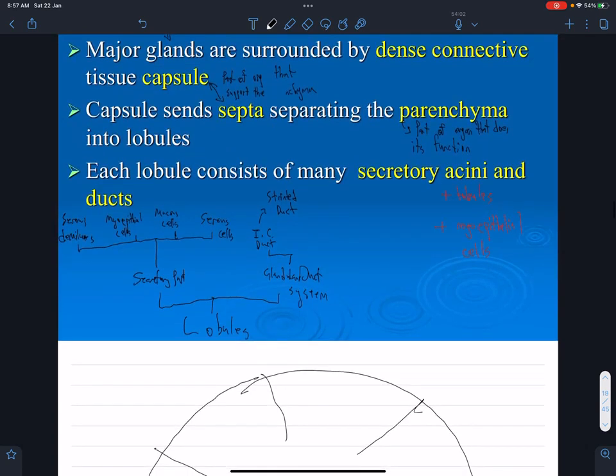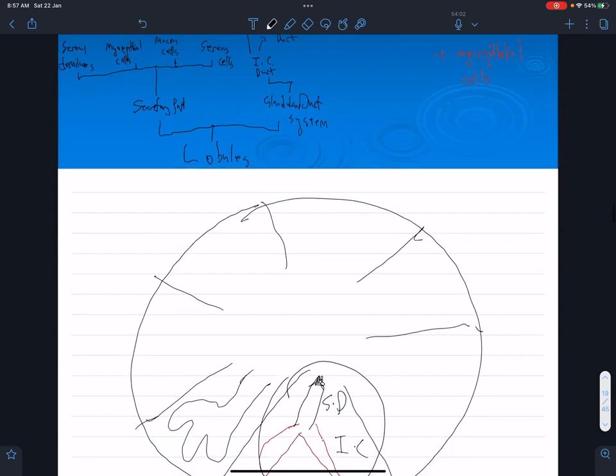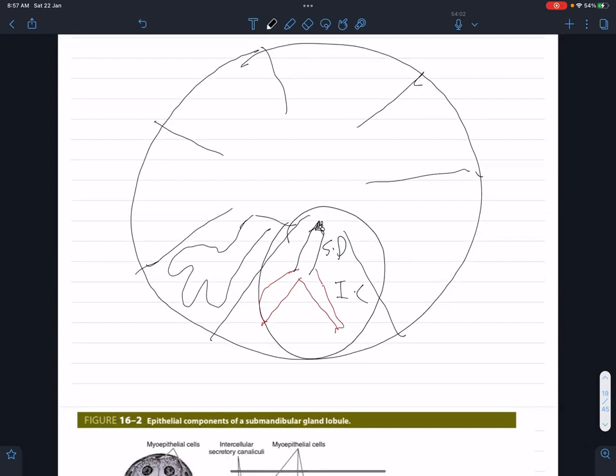What is it called again? Your intralobular duct. What is the meaning of intralobular duct? Meaning these ducts, like imagine these are your lobules, all right? These are lobules, meaning these ducts are present within the lobule. They come directly from the serous and mucus cells, but they're present within the lobules.